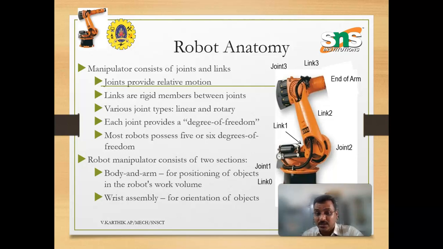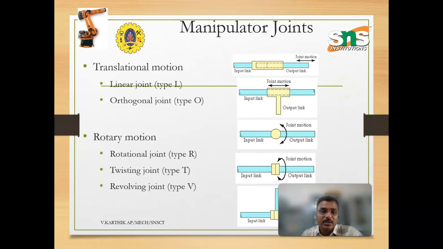The robot manipulator consists of two sections: the body and arm, and the wrist assembly. The body and arm is the major part. This is the body on the arm, where this is the end of the arm. It will rotate to make the robot work. Then the wrist assembly can be made as different types of wrist assembly. We can fix it as per the application or the work to be done in the manufacturing bed, whatever the work we give to the robot. Then manipulator joints provide translation motion.